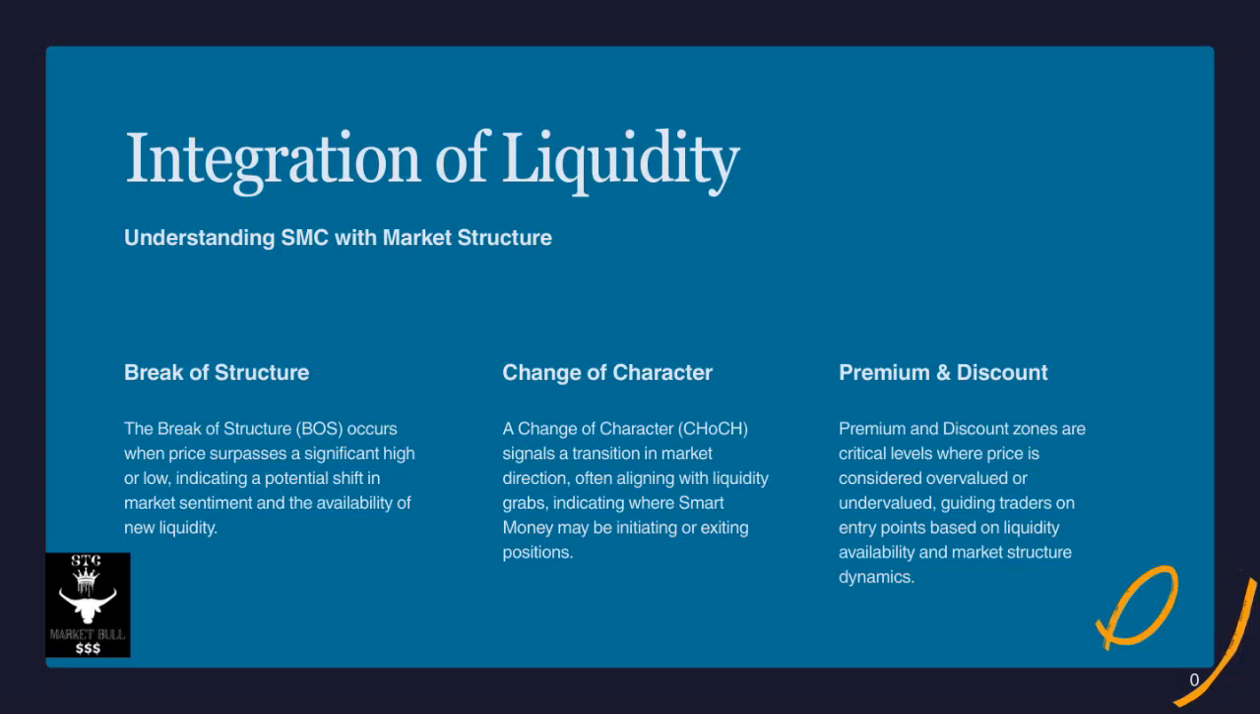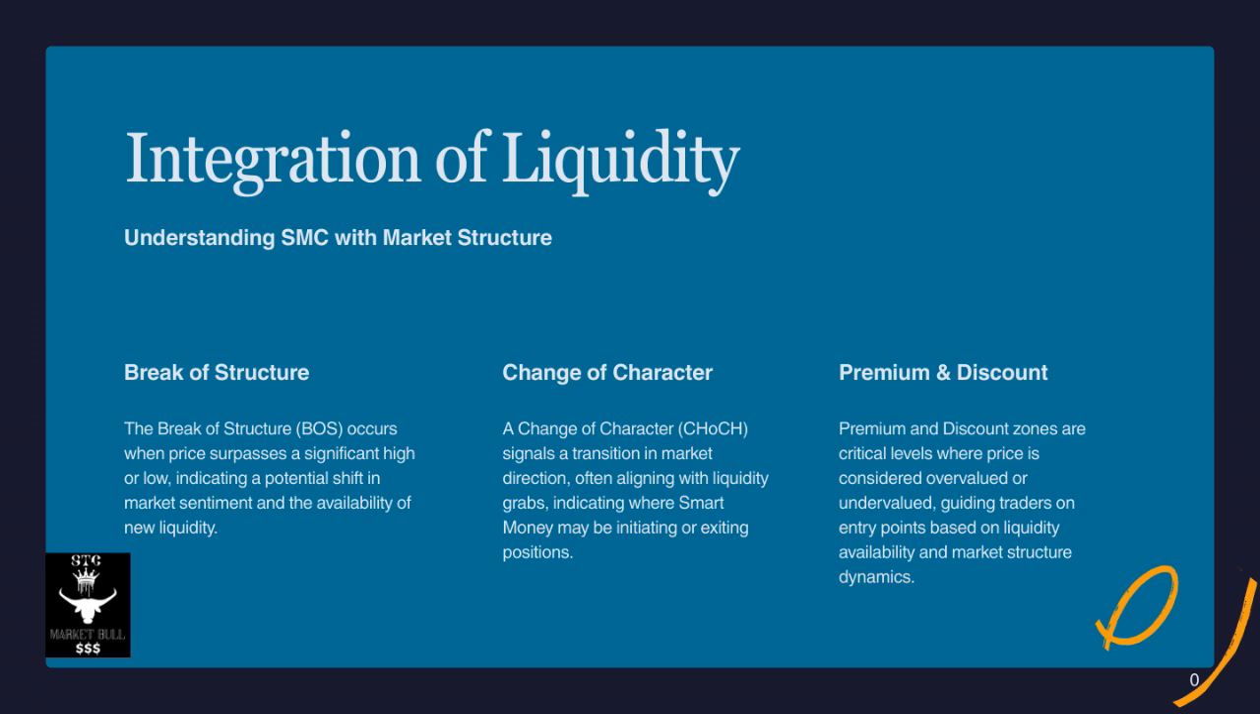Now, let's take a closer look at the premium and discount zones. These are critical levels on the chart where the price is considered either overvalued or undervalued. Recognizing these zones helps traders determine potential entry points, especially when considering liquidity availability and the overall market structure dynamics. When the price reaches these zones, it often signals a possible reversal or continuation, depending on the context.